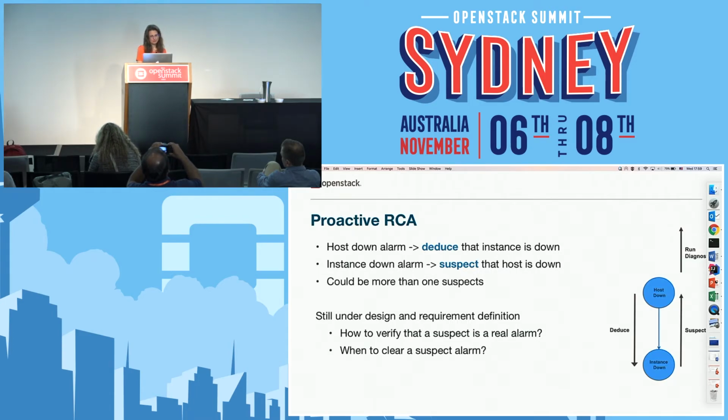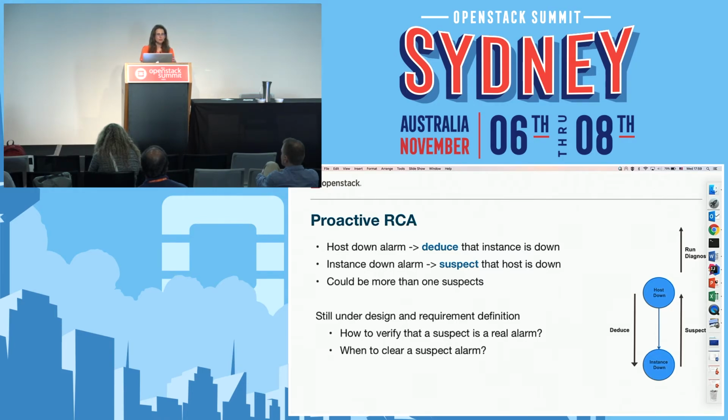Another issue that is still under design is called proactive root cause analysis. Until today, it was quite straightforward: if the host is down, we deduce that the instance is down. Now we are talking about a different use case, where we get a monitor alarm that the instance is down, and we did not get an alarm that the host is down, maybe because the host is not down, or maybe because the monitor is taking more time to report it.